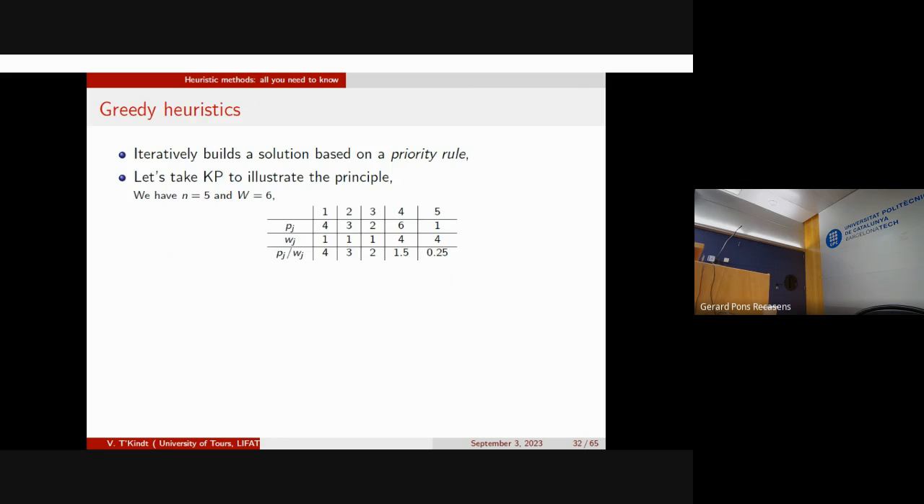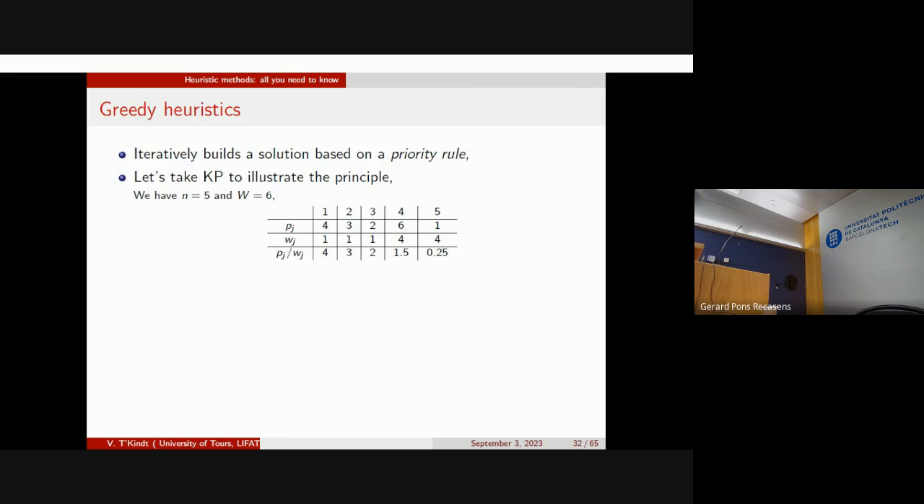So if we take the KP, and I go back to what you said initially, what I could be interested in is computing the ratio PG divided by WG. PG is the profit. So an object with a high profit looks very interesting. And those with small weights also look very interesting because I can put them in the backpack cheaply. So those having a high ratio, PG divided by WG, really look like interesting objects to be put in.